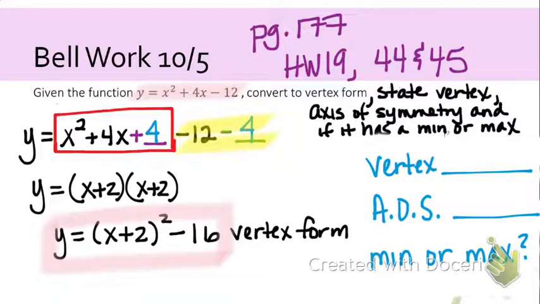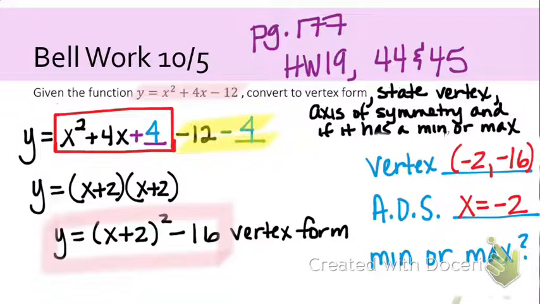So where's the vertex of this parabola? What's h and k? Is it 2, -16 or -2, -16? -2. Remember, you always flip the sign of h. H is always inside the parentheses and is always opposite. Axis of symmetry is x equals h, which is x equals -2.